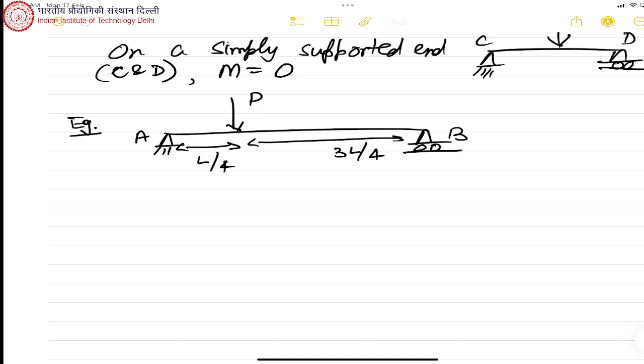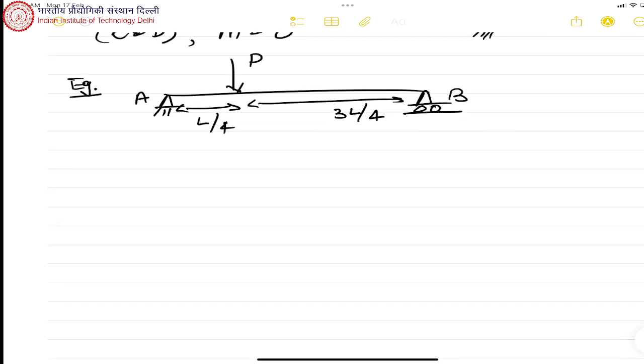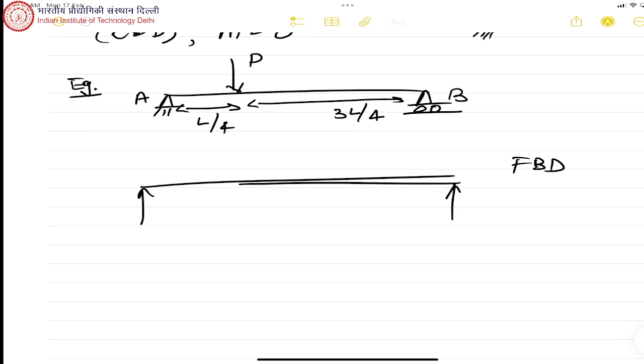So, this is a statically determinate problem, a very simple problem. A load P acting at L by 4 from the left for a beam whose total length is L. So the first step is to find the reactions. So, we draw the free body diagram. What is Ra and what is Rb?